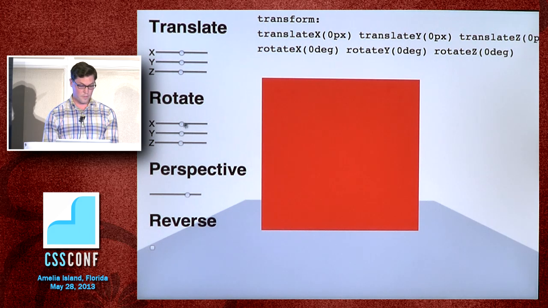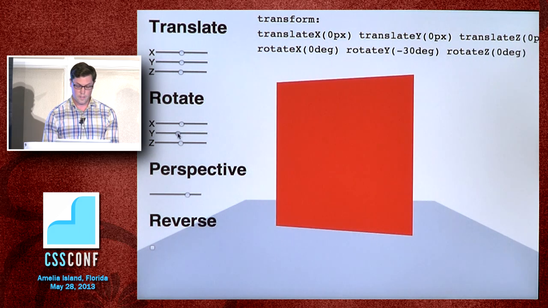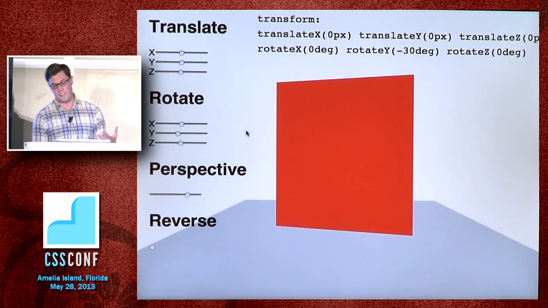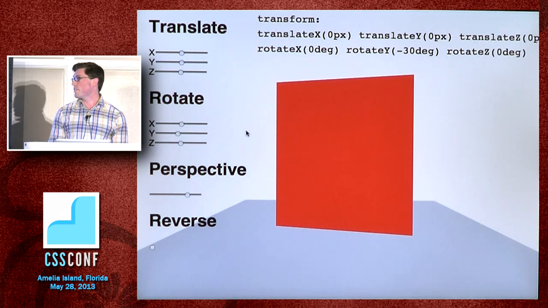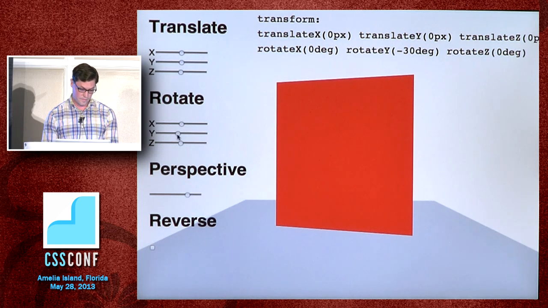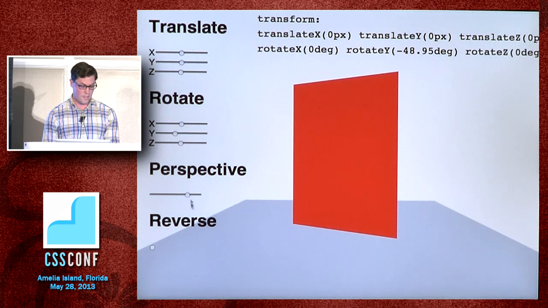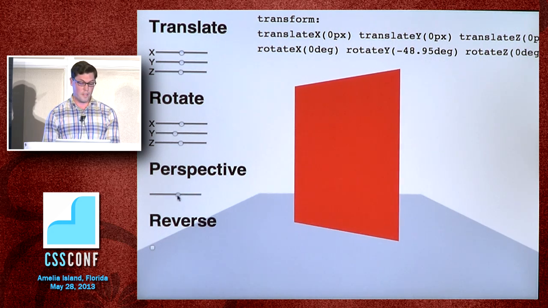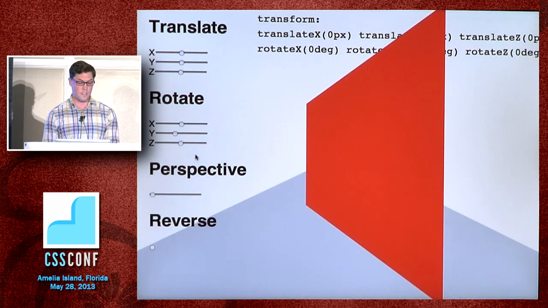So you can see that as we start to rotate something, the thing that tricks our brain into thinking that it's actually a 3D object is the angle. Perspective right now is pretty huge. We can increase it and get further away from the object, and you'll see that angle decreases a little bit. If we get really close up into it, it becomes kind of absurd.